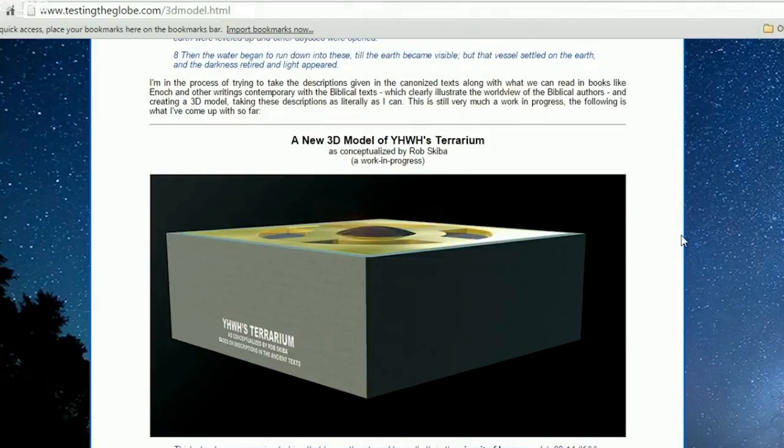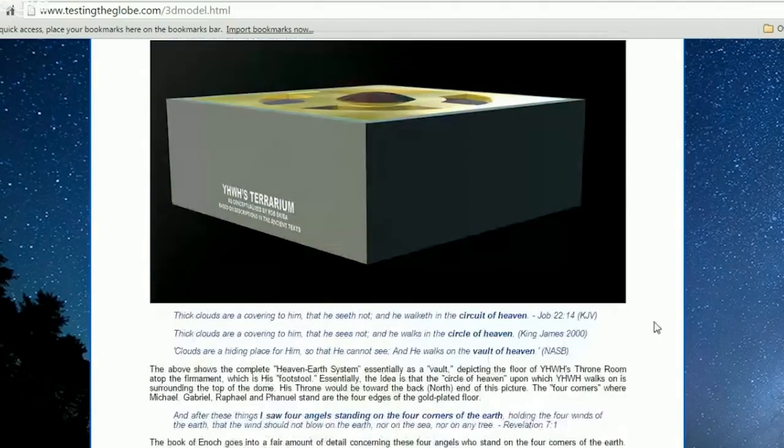This is a new model that I've been working on of Yahuwah's terrarium, as conceptualized by me based on the descriptions in the ancient text. So this is the whole heaven and earth system right here.